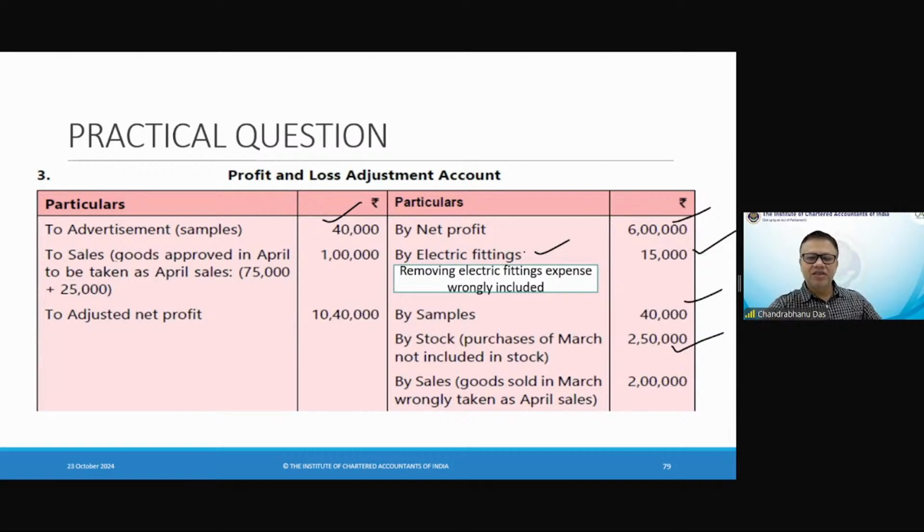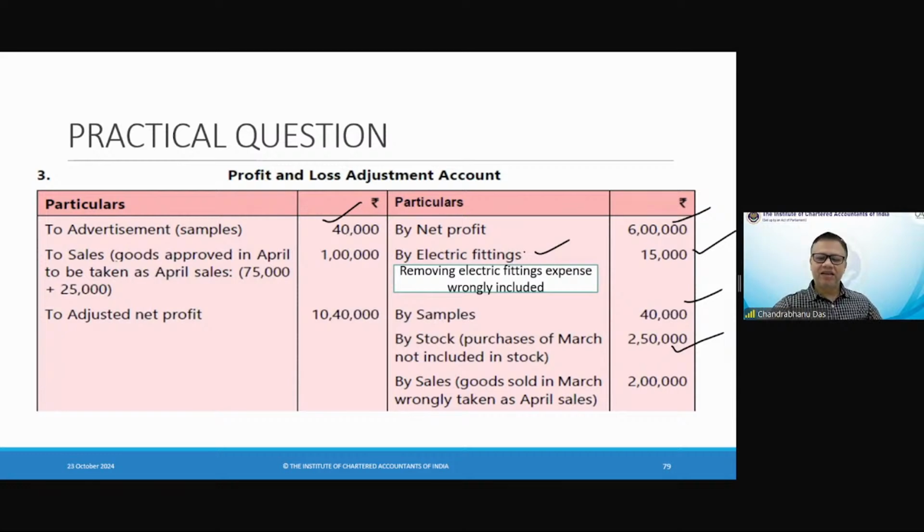What happened? The stocks which were the purchases of March were not included in the stock. So you have to include those in the closing stock, so that this is the purchases of March, which is not included. So 2,00,000 goes to your credit side as closing stock.